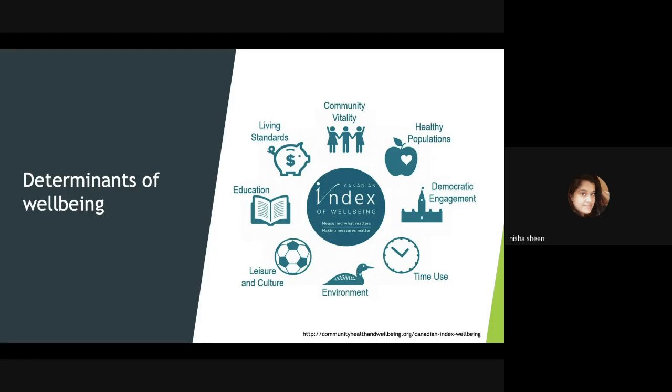The domains or determinants of well-being vary across nations, across cultures and geographic locations. This is the Canadian Index of Well-being. This is one of the globally recognized tools to measure the well-being of the population. According to this index, the well-being of a population or a person or a group of individuals is measured based on these eight domains. The domains are living standards, education of the population, leisure and culture, environment in which the population is living, the time used by the population, democratic engagement by the citizens, healthy populations, and community vitality.